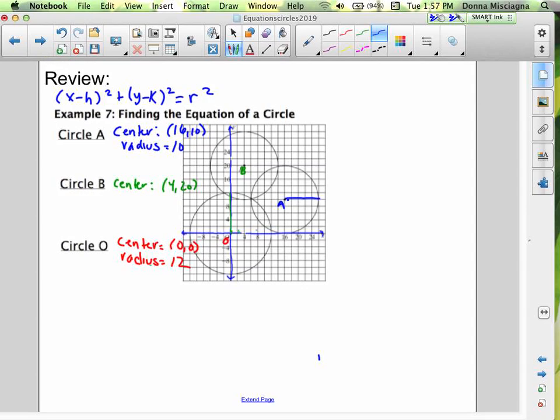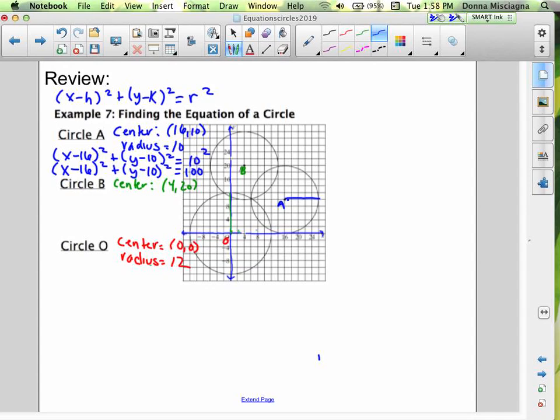So now we can just use the formula for the equation of a circle and plug in the center and the radius and simplify. All right, so this would be (x - 16)² + (y - 10)² = 10². And let's simplify the 10 squared. So (x - 16)² + (y - 10)² = 100.